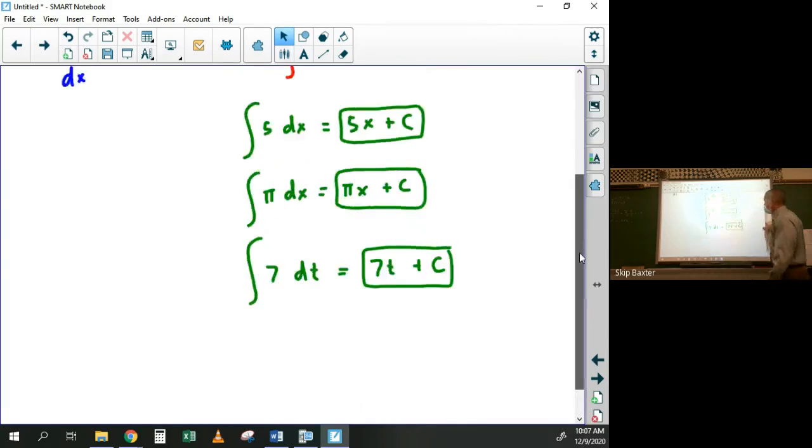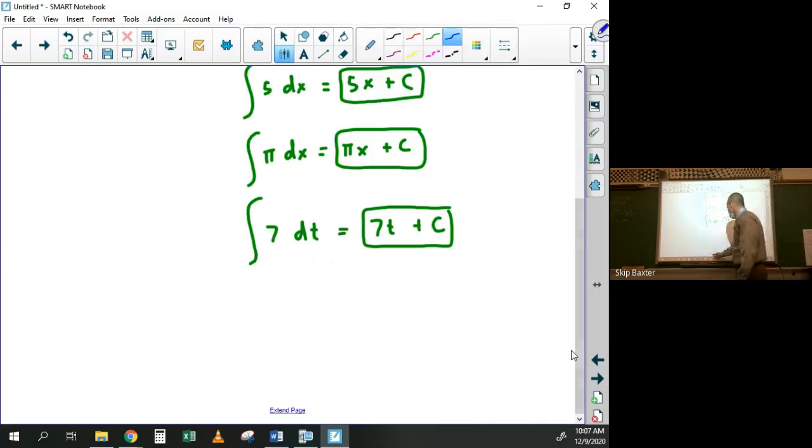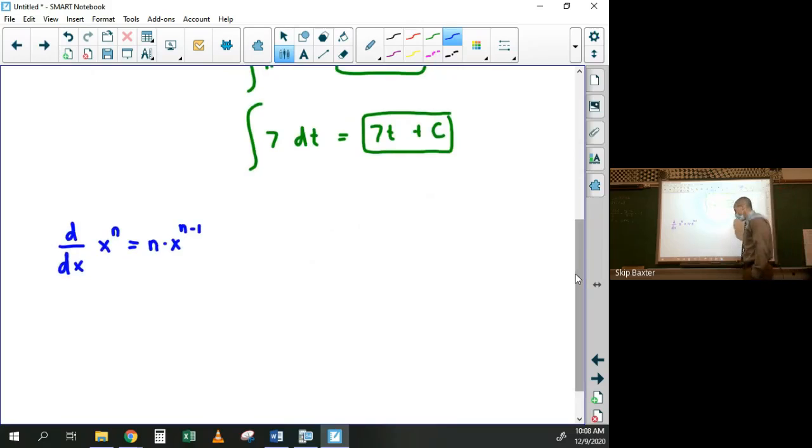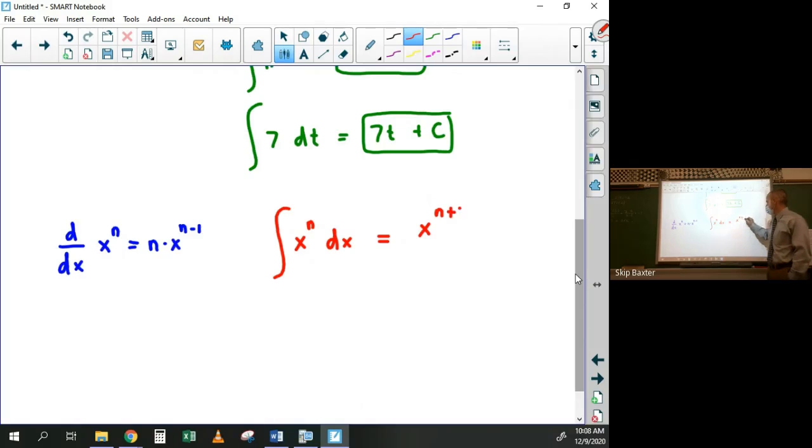All right. Let's just do one more rule. Let's do the power rule. The derivative of x to the n power is n times x to the n minus 1, right? So if we try to reverse engineer this into an integration rule, and I try to take the integral of x to the n, the answer is, I'm going to write it down and then we'll make sure that it makes sense. It's x to the n plus 1 over n plus 1 plus c.